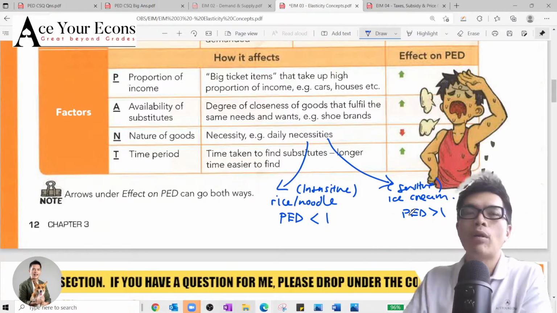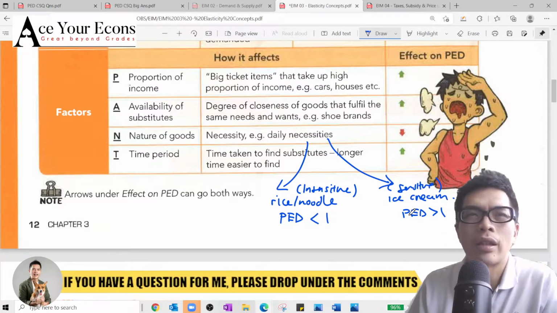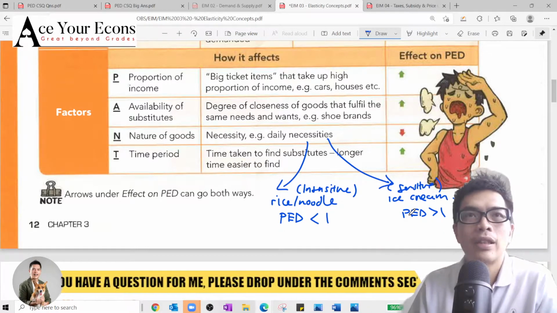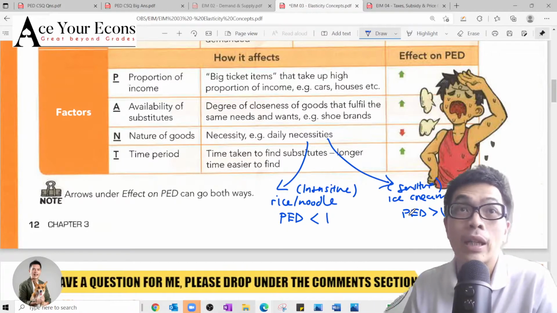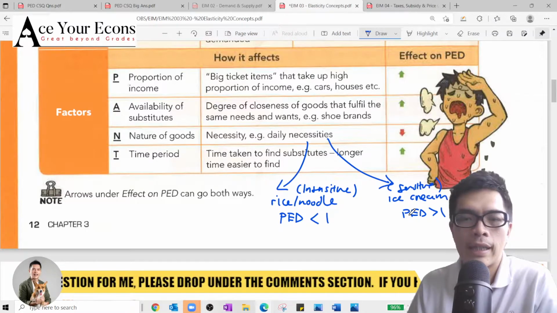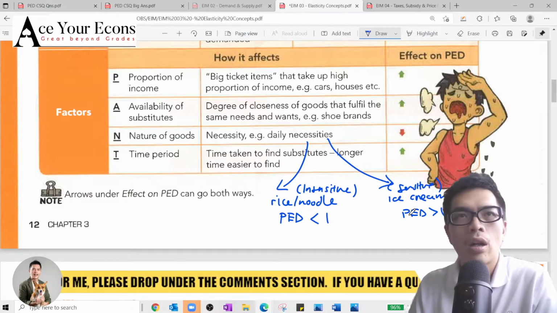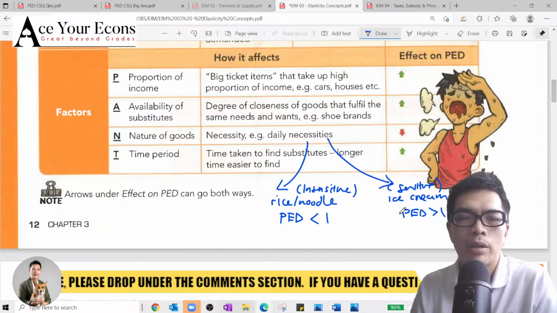Okay, another one, there is a habitual good. Last week I think I covered things like alcohol, cigarettes. All these are habit forming. For habit forming goods, PED will be less than 1, less sensitive to price changes. Non-habit forming, non-habitual goods, greater than 1.